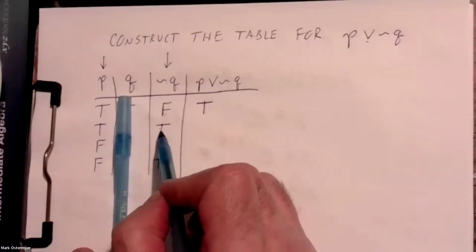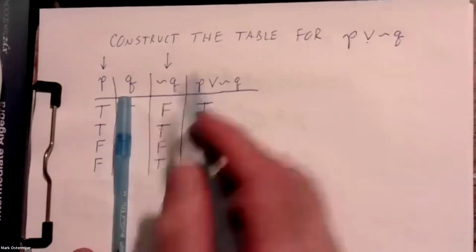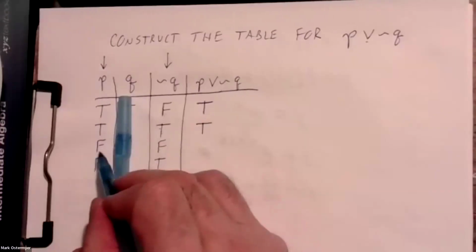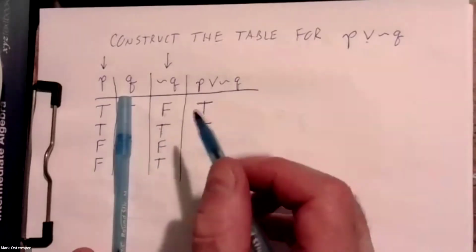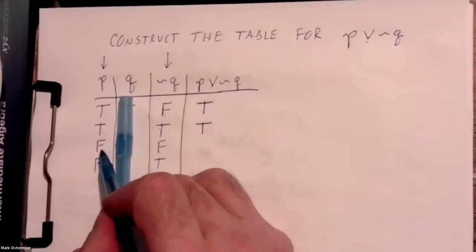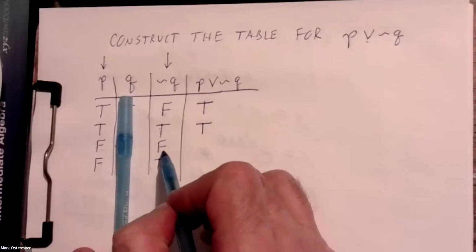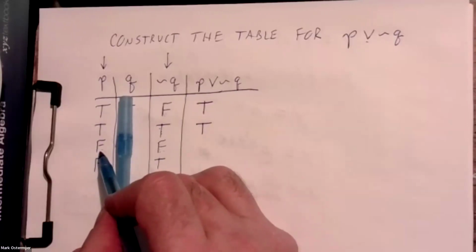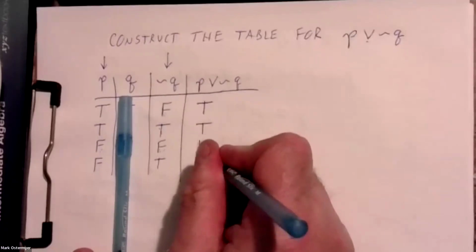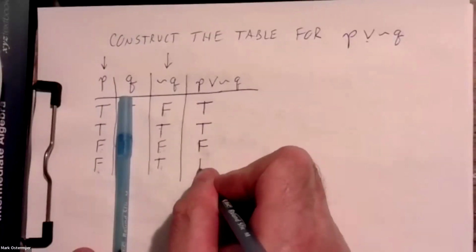True or true? True. False or false? Careful, this is an or. That's basically the only time an or is false, if both component statements are false. So if P is false and not Q is false, then P or not Q is also going to be false. What do you think this one is? False or true? True.